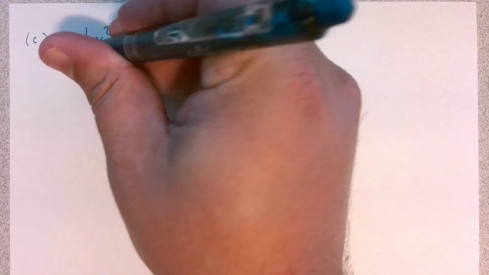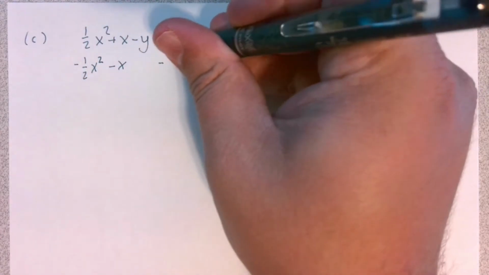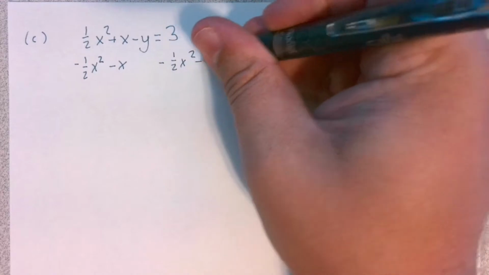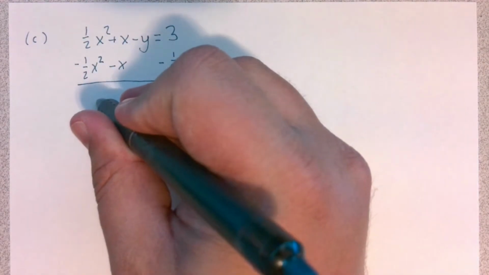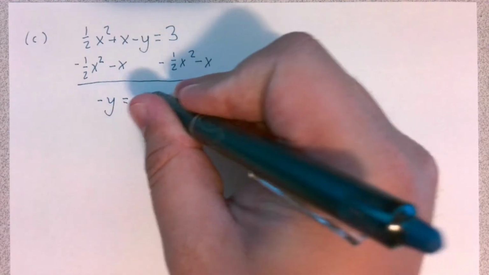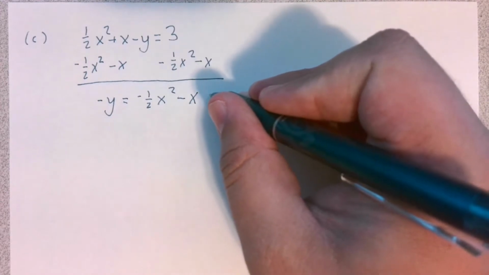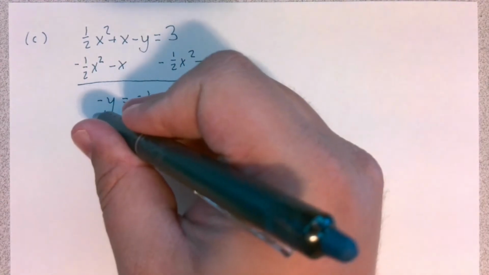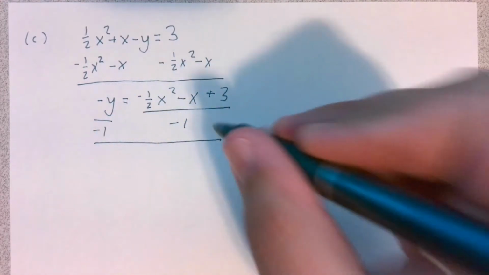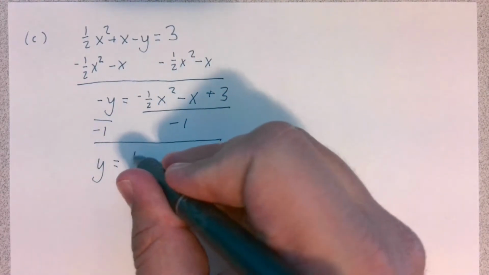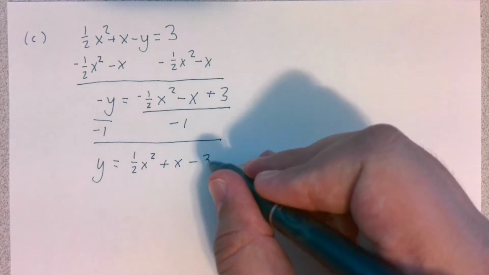So I'm going to subtract 1/2 x squared and subtract x from both sides. So we get negative y equals negative 1/2 x squared minus x plus 3. Then we divide by negative 1 on both sides. So we get y equals 1/2 x squared plus x minus 3.